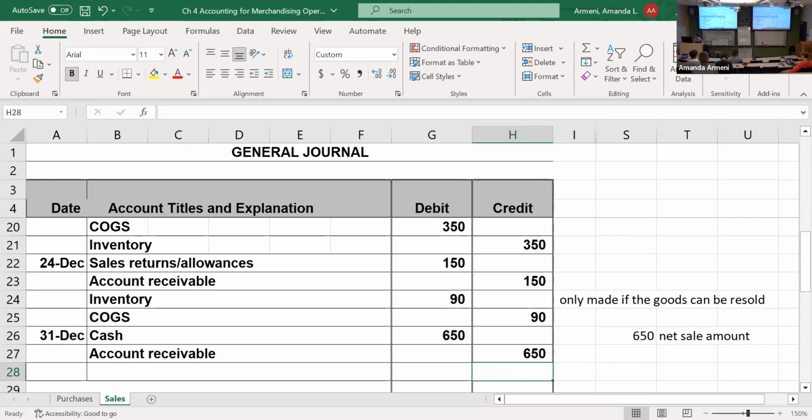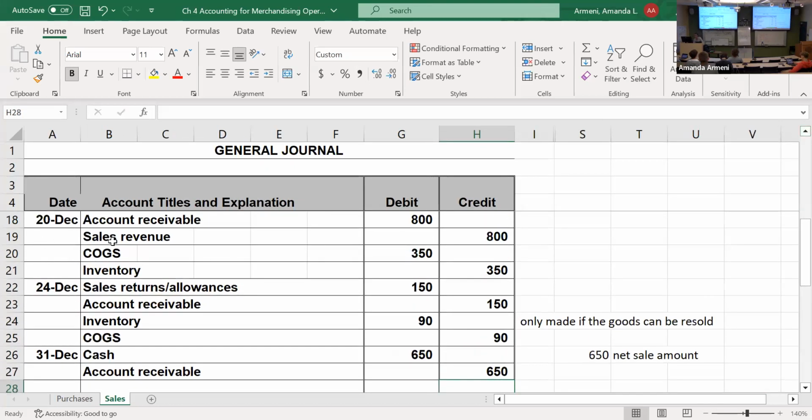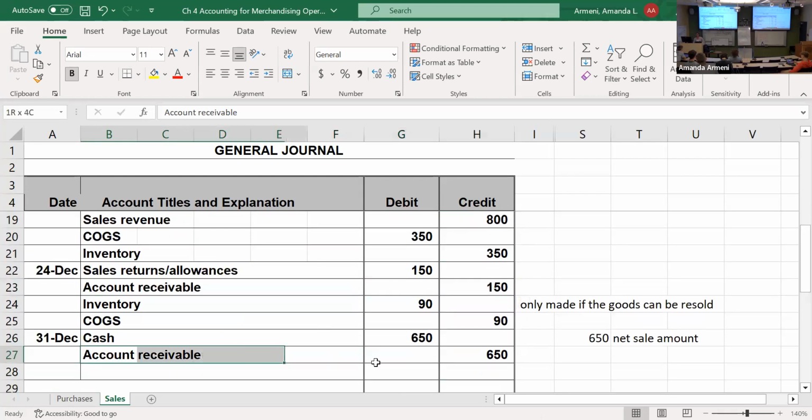It wouldn't be, because if you look at what we did on December 24th, right? Initially, we said, yes, they owe us 800, correct? And then on December 24th, we decreased that by 150. So because we already decreased it by 150, the amount that they still owe us is only 650.